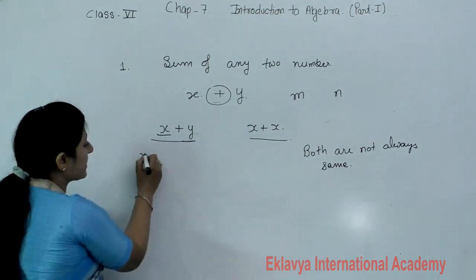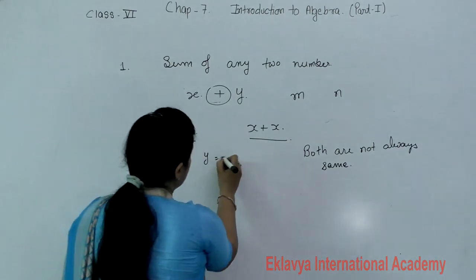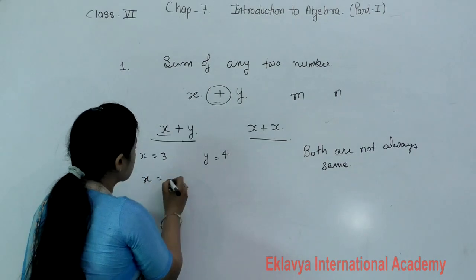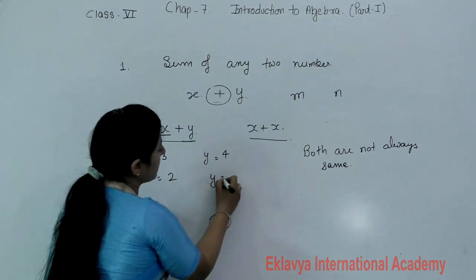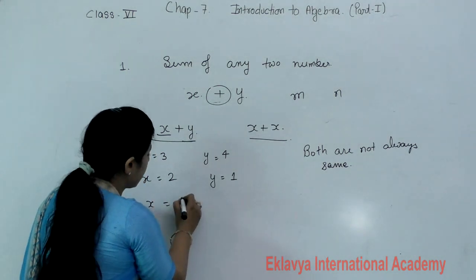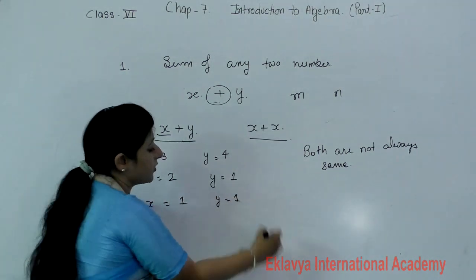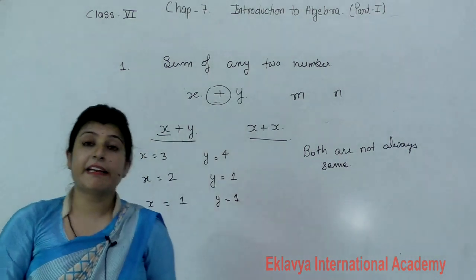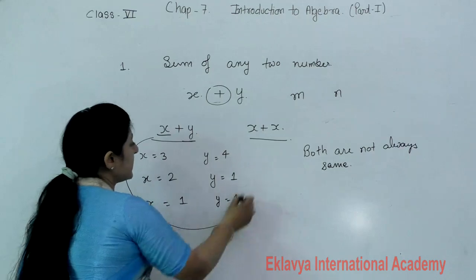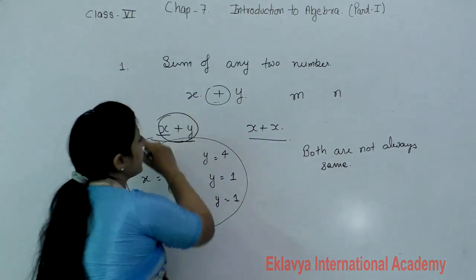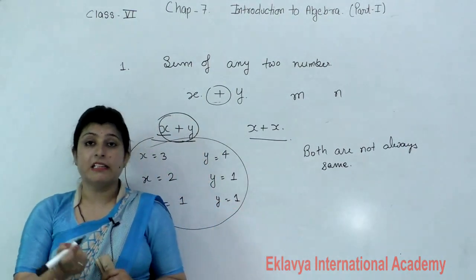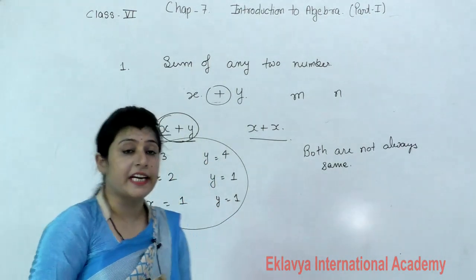Maybe x is equal to 3, y is equal to 4. Maybe x is equal to 2, y is equal to 1. It is also possible that x is equal to 1, y is equal to 1 also. But it is not always correct. It means in this case there are two different numbers or maybe same number we are adding.